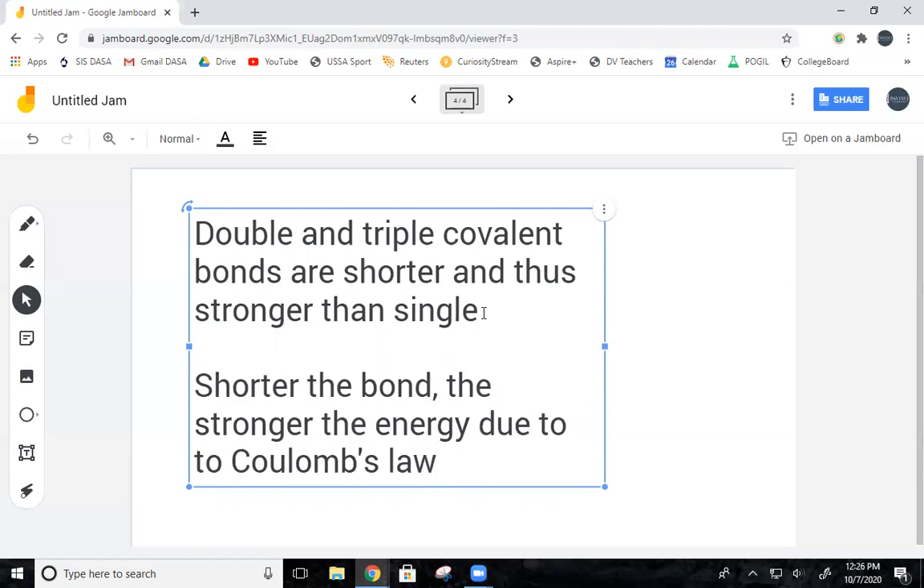Okay? It's an inverse square law. Because remember, it was the charges of the two divided by the distance squared. It's a square bond, not a square root bond. It's an inverse relationship, squared. Direct relationships are, you increase one number, the other number goes up. Inverse, you increase one number, the other number goes down.